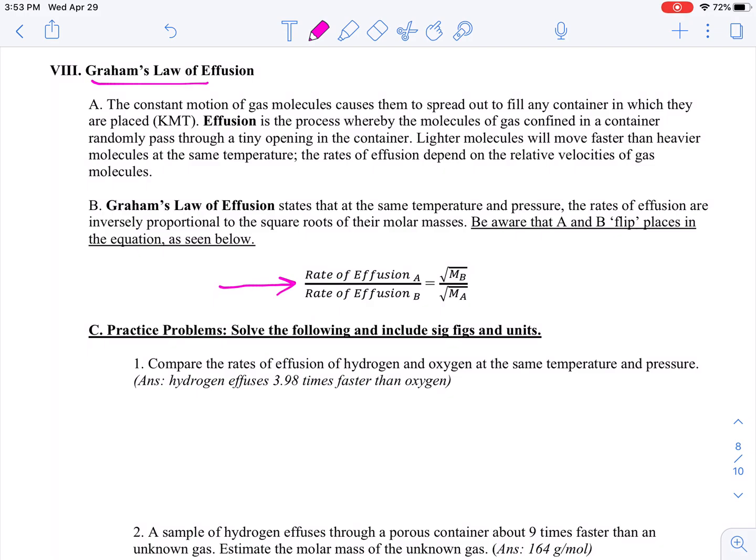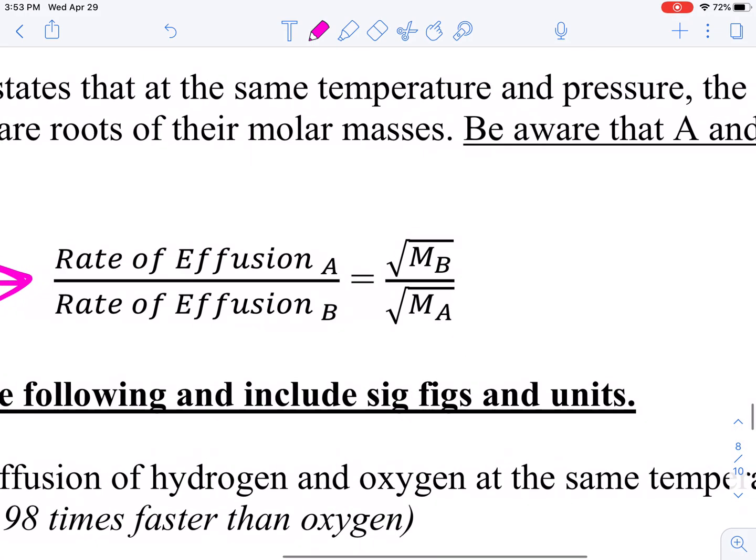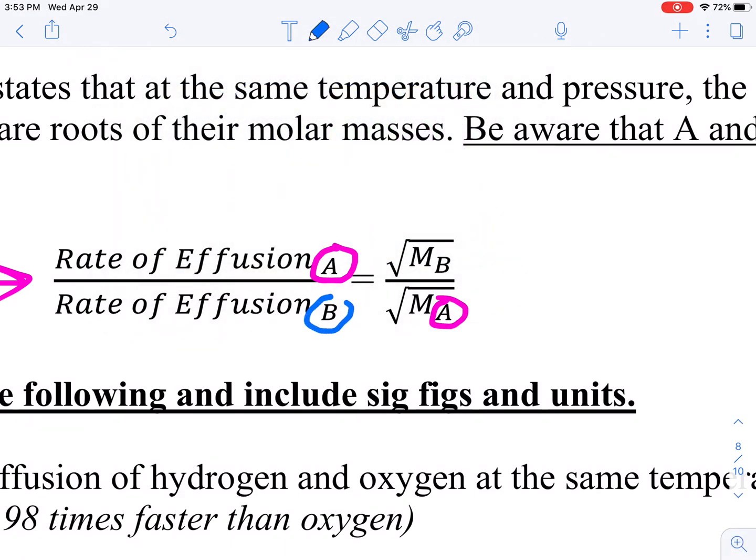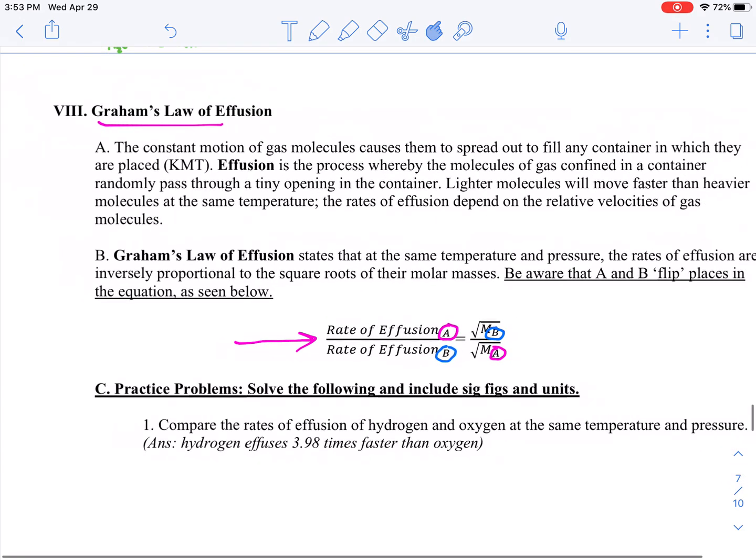And you should note that down here in the equation, A is on the top of the left-hand side, but it's on the bottom on the right-hand side. And conversely, B is on the bottom on the right-hand side, but it's on the top on the left-hand side. So they are going to flip spots top to bottom as we go left to right. So let's see how this looks in a problem.